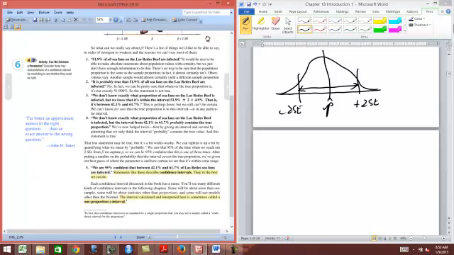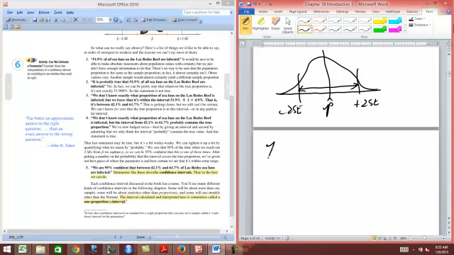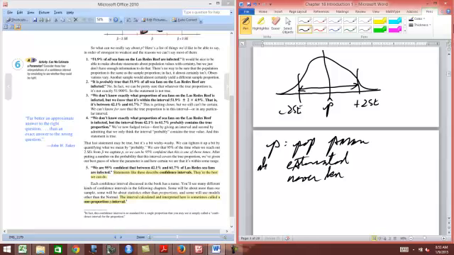Now let's remember stuff about p. P is the population parameter. It's estimated. It's always estimated. It's never known exactly. And it is always changing.